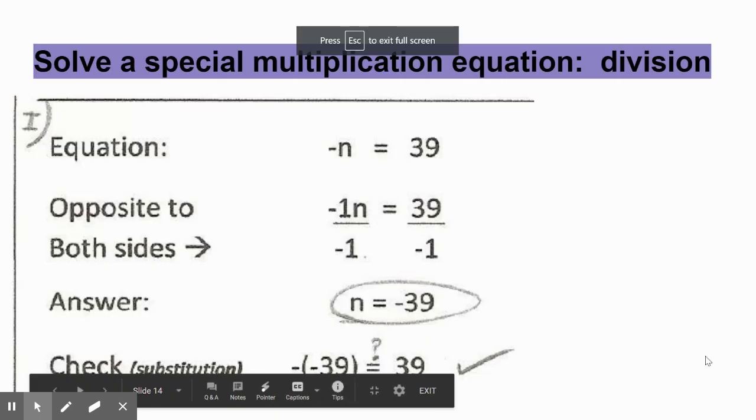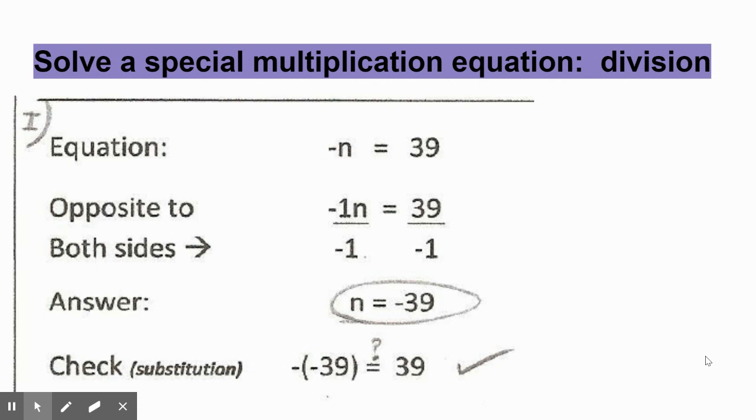Okay, so this is a special type of multiplication equation. A lot of people can get confused by this, but you really don't have to be. Remember, if you ever have something like negative n equals 39, that's just saying the opposite of n, the opposite of what n is. The negative just means the opposite of something.